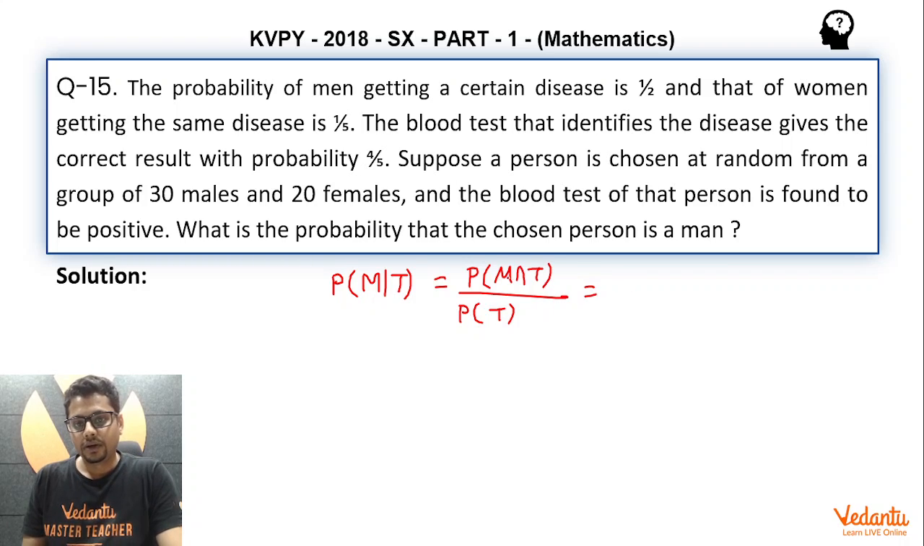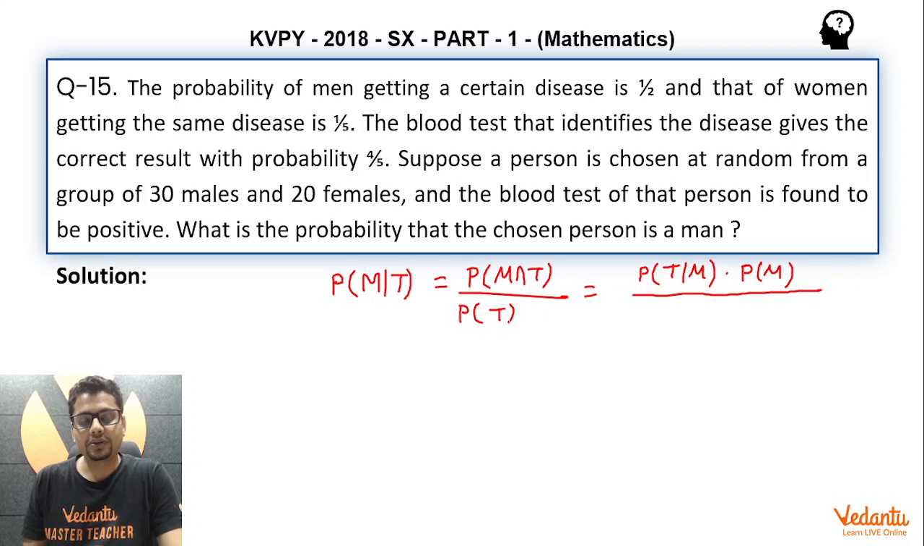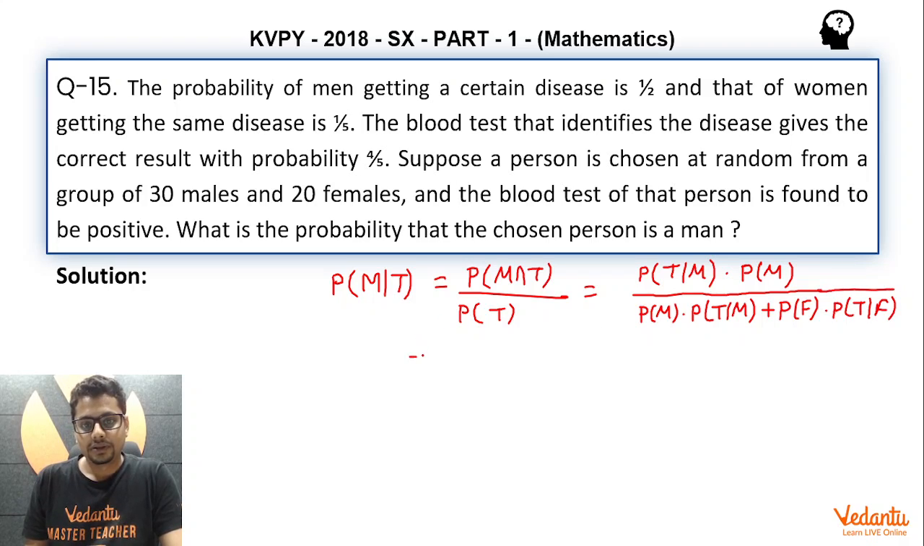So here the probability of M intersection T is the probability of T given M has occurred multiplied by the probability of M, divided by the probability of the test coming positive. Using the total probability theorem, you may say the probability that the person is male multiplied by the probability that the test is positive given that the person is male, plus the probability that the person is female multiplied by the probability that the test is positive given that the person is female. So this is what we want.